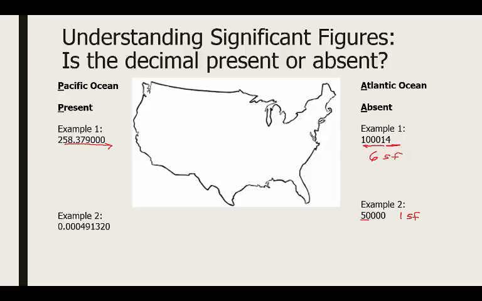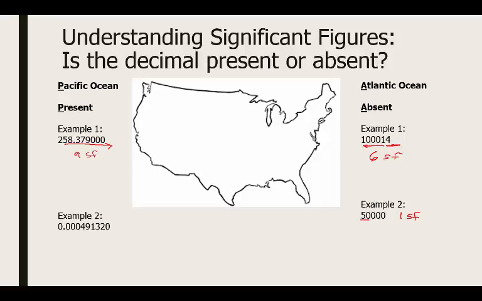So in the number 258.379000, we have 1, 2, 3, 4, 5, 6, 7, 8, 9 significant figures. All the numbers in this number are significant.